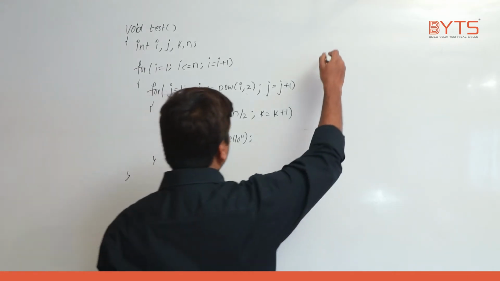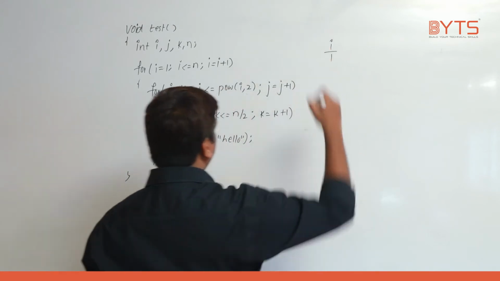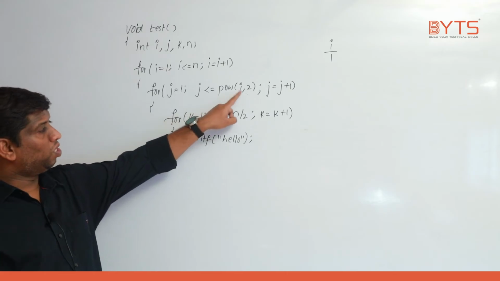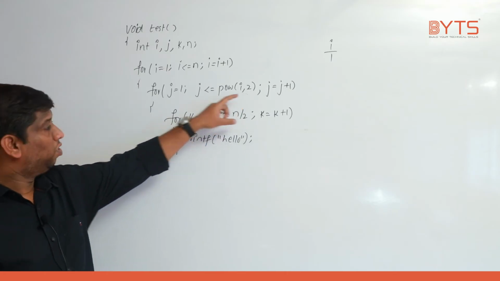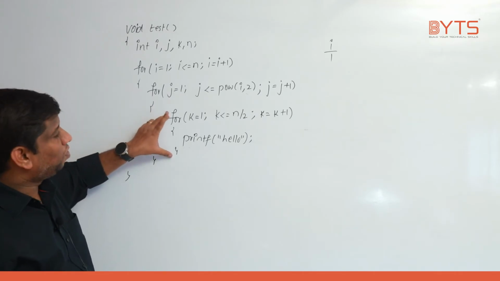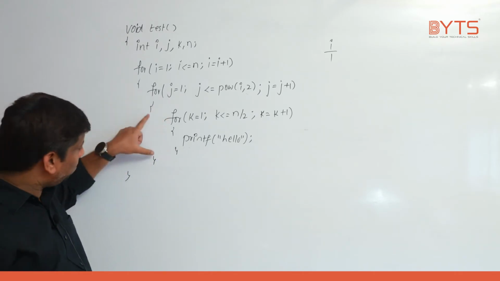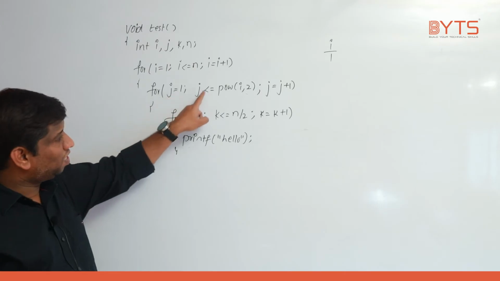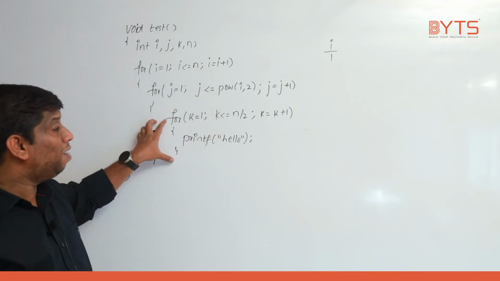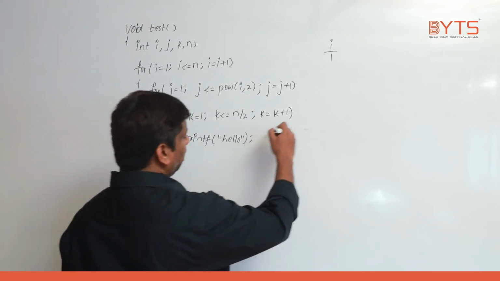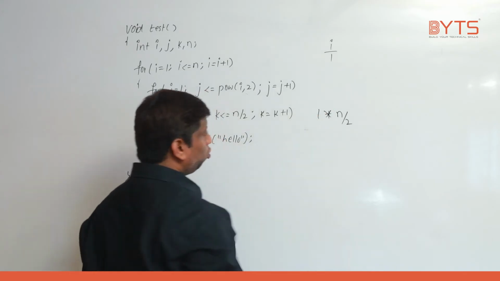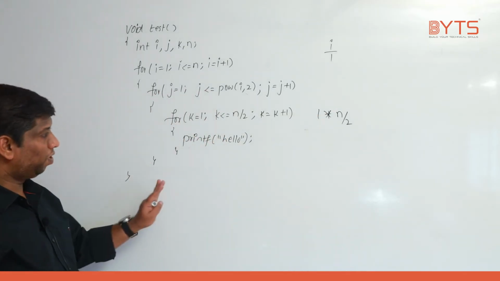Let us take I value as 1. When I value is 1, you came here, 1 square. What is the value of 1 square? 1. So this loop repeated 1 time. When j value is 1, 1 less than or equal to 1 is true, you come here, and the inner loop is repeated 1 into n by 2 times, completed.